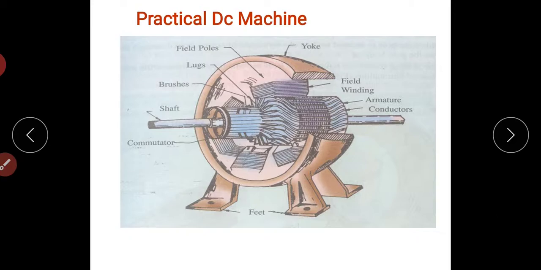Next, this construction: these are commutator segments. This total circle part is called the commutator. This is the shaft. Next, this is the brush. The brushes are located on the commutator. This is a brush, a rectangular box. Next, these are the field poles.